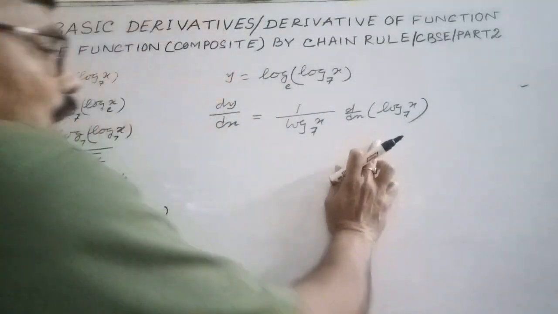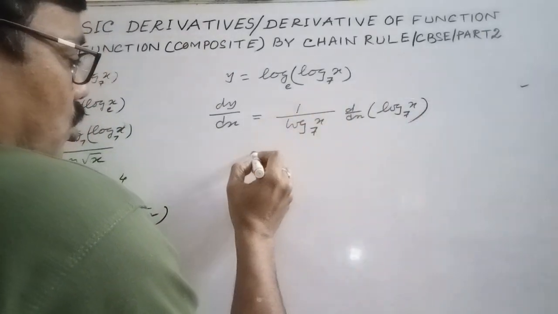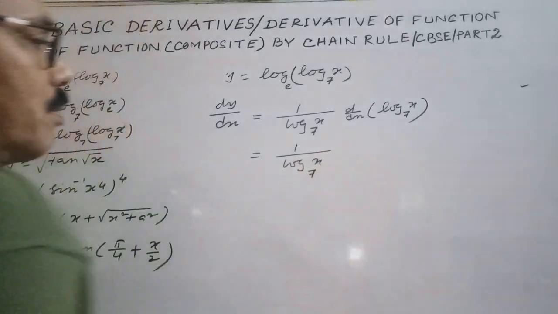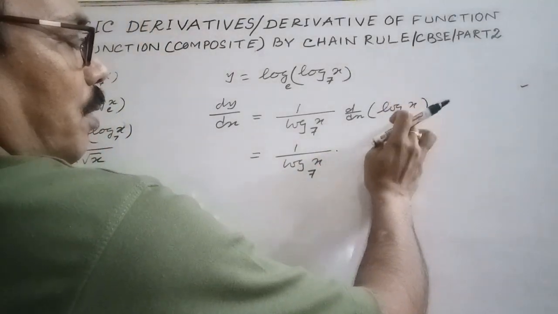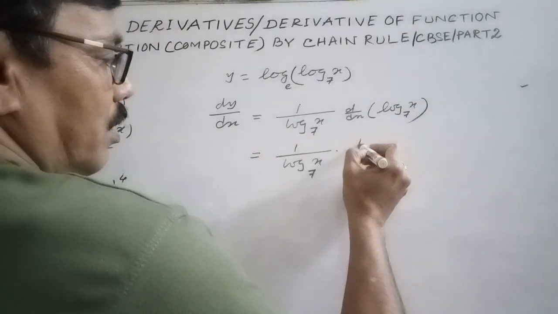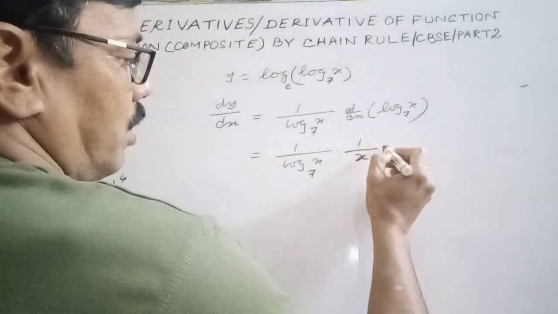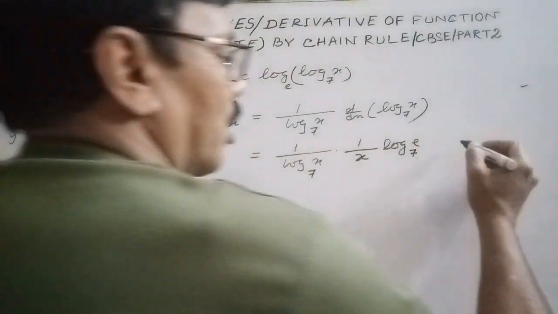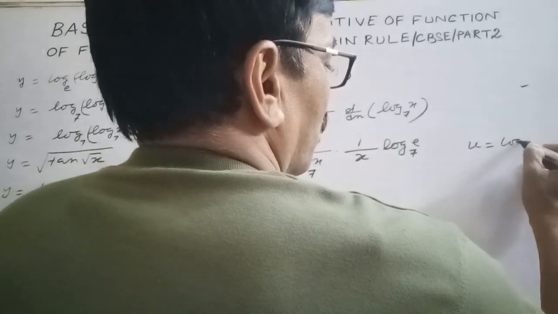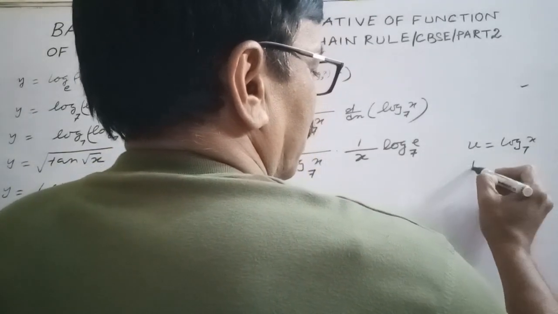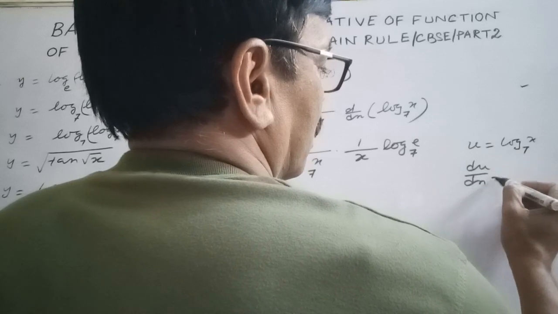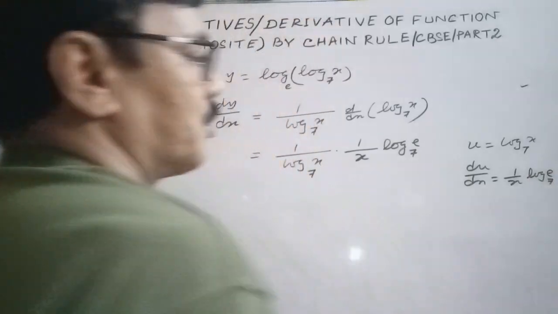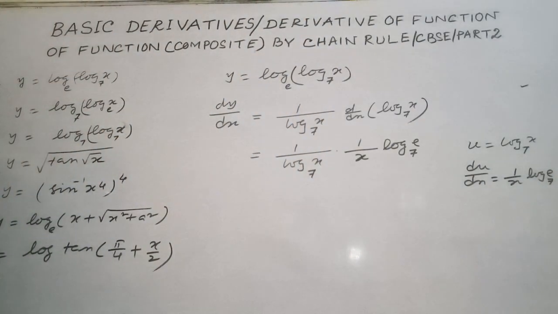Now, I have already discussed if base is not e in previous class. So look, log x base 7, derivative of log x base 7. If base is not e, then it is 1 by x into log e base 7. So what is our working tool? y equals log x base 7, dy/dx equals 1 by x into log e base 7, or 1 by log 7.